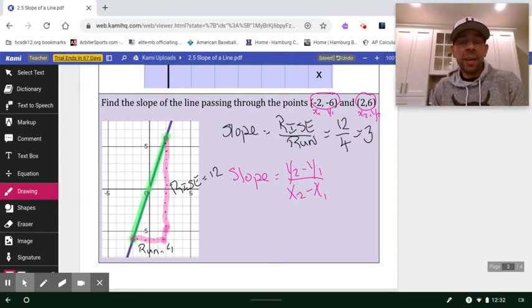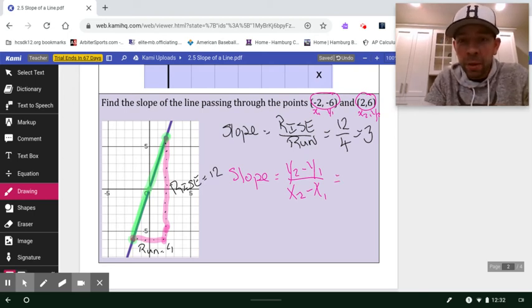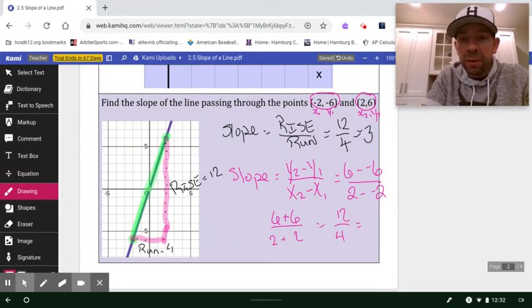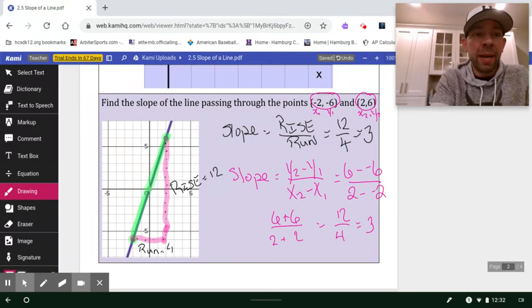And you could actually flip-flop those. We're not going to get into that per se, but you can trust me on the fact that you could flip-flop them. You're still going to get the same answer. So we'll substitute the +6 minus the -6. And then we'll substitute the 2 minus the -2. And of course, 2 negatives make a positive. So 6 plus 6 over 2 plus 2. That's going to be 12 over 4. You can see that's what we had earlier. And your final answer is 3. How about that? All right.